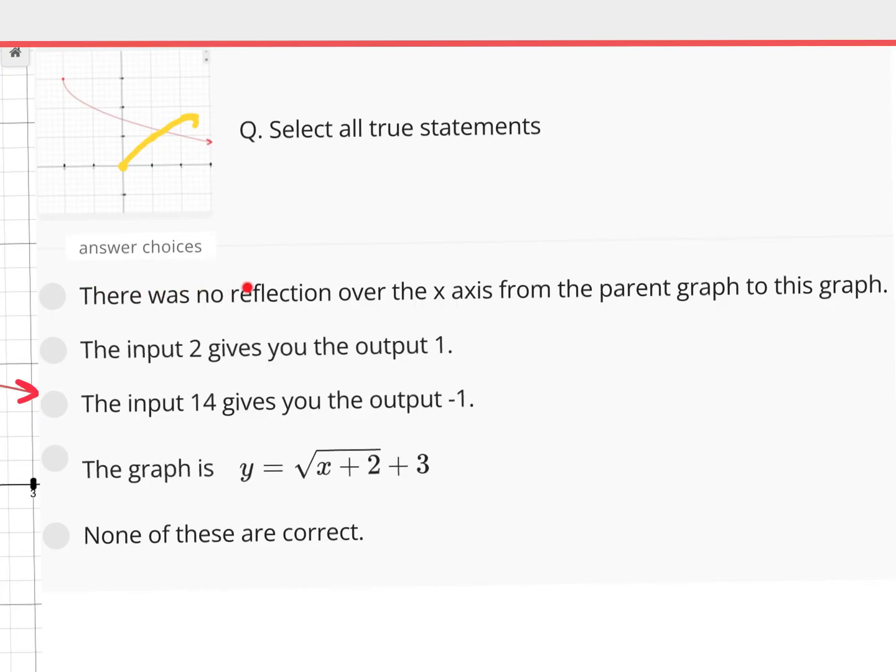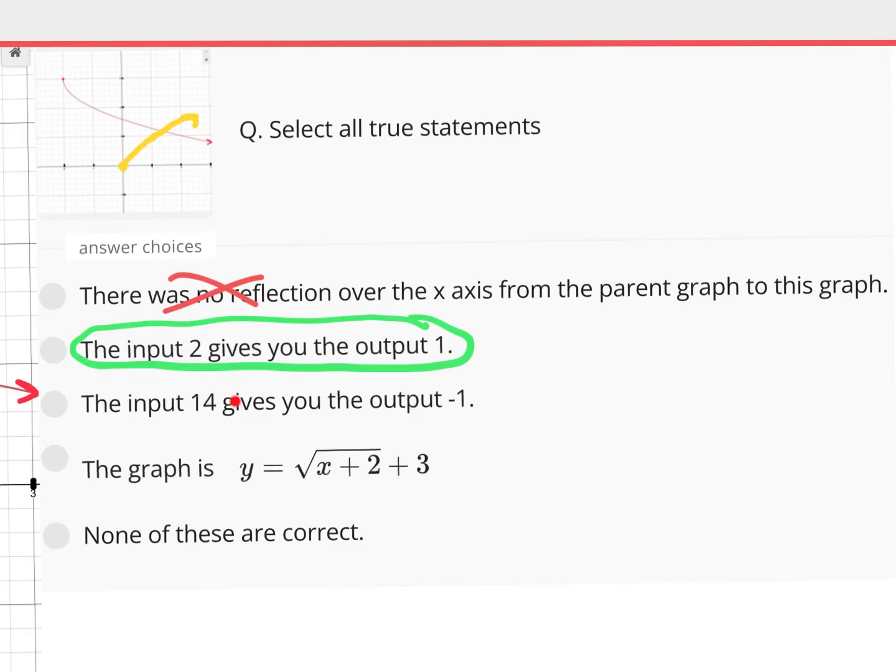So right here it says there was no reflection over the x-axis. That's wrong. For sure there was. There's definitely a reflection over the x-axis from the parent graph to this graph. Okay. The next one, the input 2 gives you the output 1. That's telling me that if I go to the 2 on the x and the 1 on the y, the graph will be right there, and it definitely is. This graph does have the coordinate 2, 1. So input 2, output 1, absolutely, that is correct. That's one of the true statements. Maybe there's more. Let's keep going.